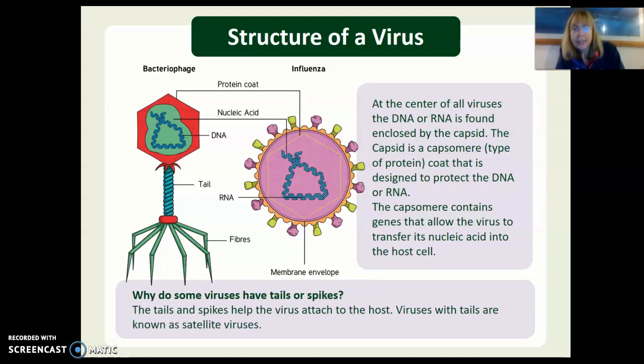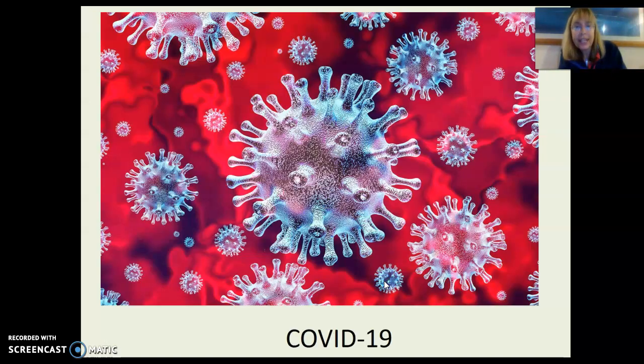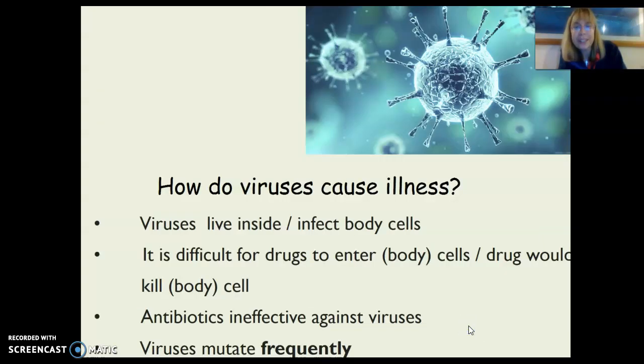Okay, so this little note here, which you don't need to write down: the tails and spikes help the viruses attach to their host. They're like grippers, and viruses with tails are known as satellite viruses. There's an interesting fact. Okay, and this in fact is the COVID virus with all its spikes, making it very easy to attach from person to person.